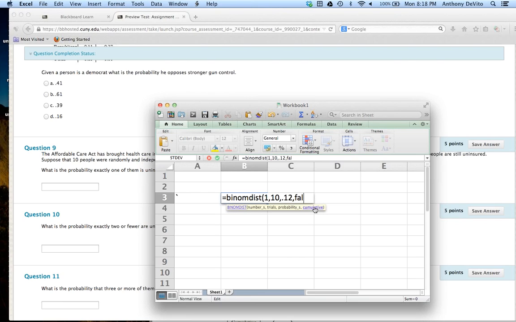Had I said, what's the probability that one or fewer people were uninsured? Well, then that would be satisfied not just by one person out of 10 being uninsured, but no people out of 10 being uninsured. So then I would have put in true, and it would have given me the probability for 1 out of 10 being uninsured added to the probability of 0 out of 10 being uninsured. It would be a bigger number. I'm not going to solve it there. I'm going to let you guys figure out what that number is going to be.